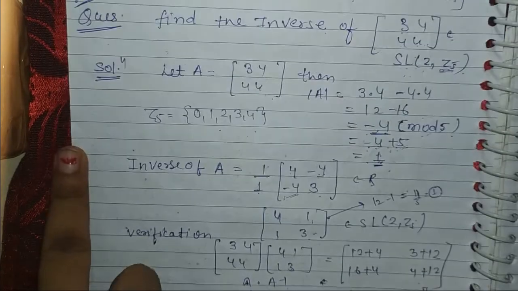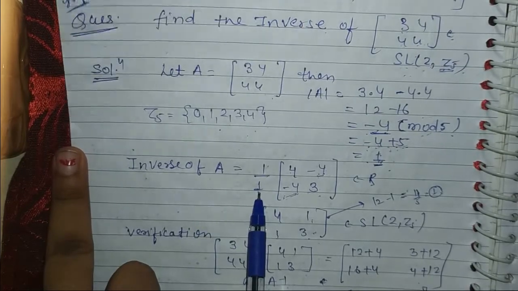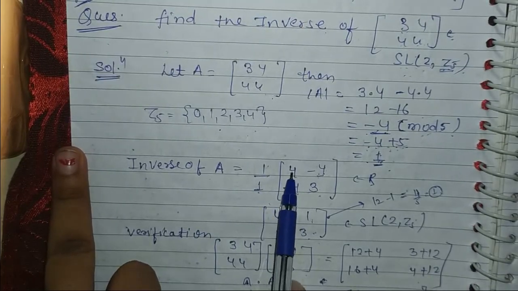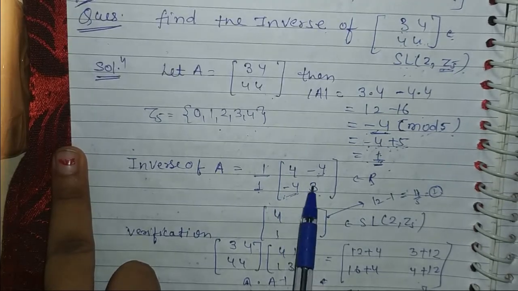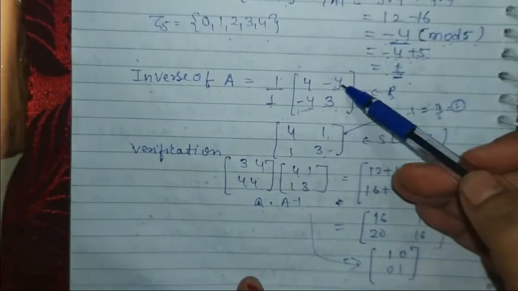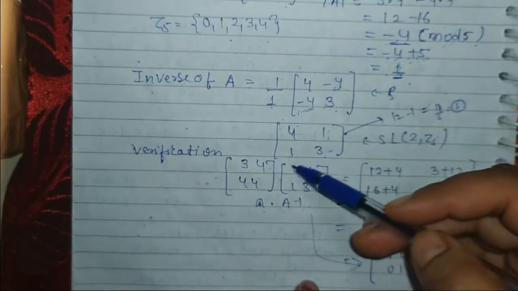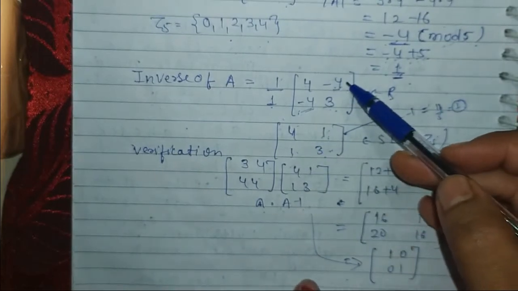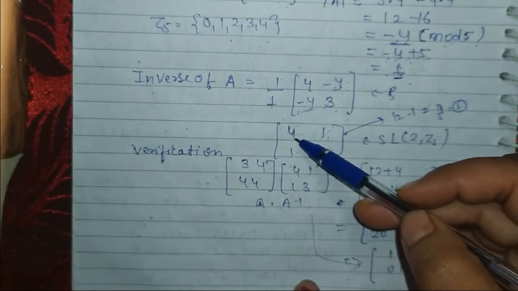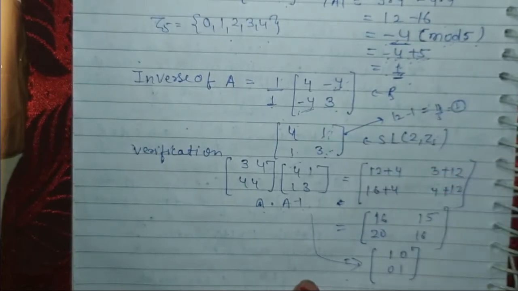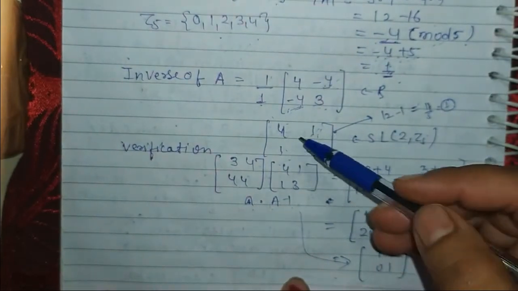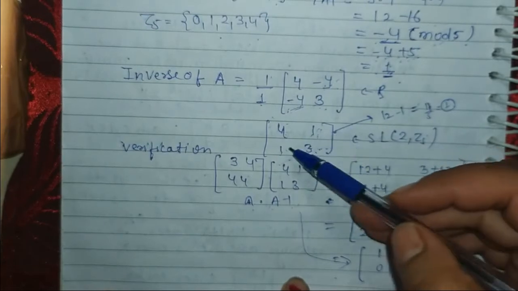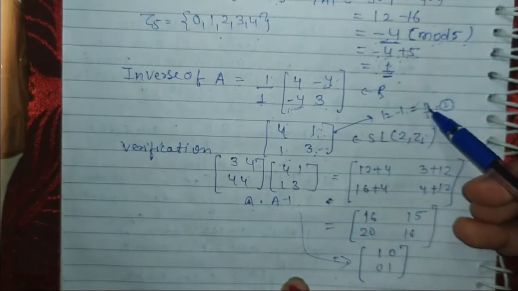Now in this case, the inverse of A is equal to 1 by 1 times the matrix with entries 1, 4, -4 and 3. So these are negative entries. First of all, we are converting these negative numbers into positive numbers. Look at this: after adding 5 here, it gives the values 4, 1, 1 and 3. Some students are asking about the determinant of this inverse. You can see 4 into 3 is 12, minus 1, so the determinant is 11.